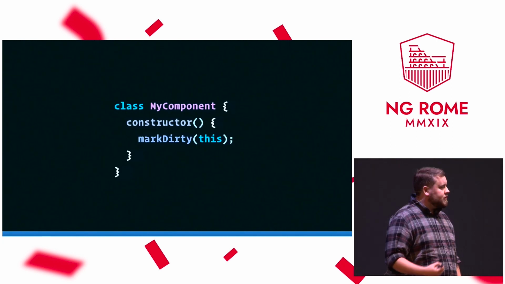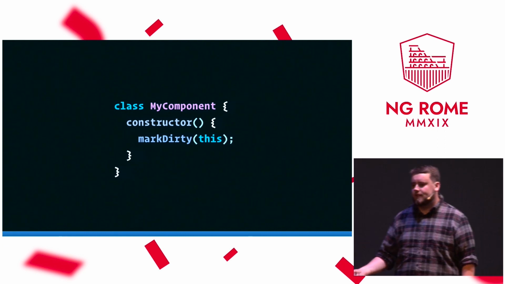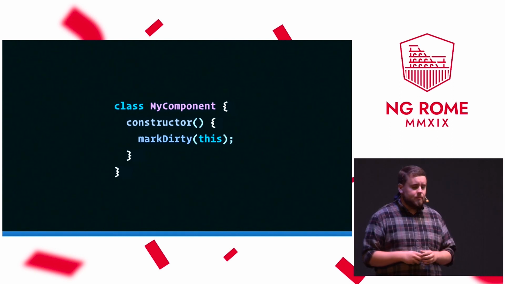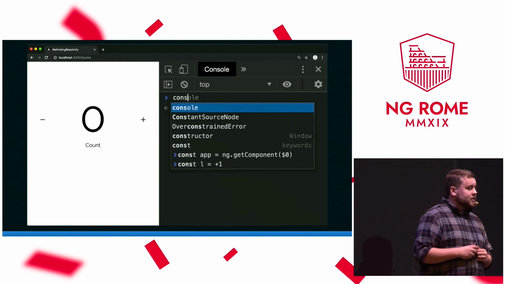There's a new function called markDirty, and all you have to pass to markDirty is an instance of a component. You don't have to inject anything. It just works directly. And we can actually play with it in the browser's console. So here I've got the app.